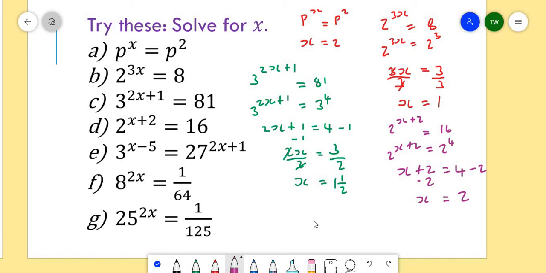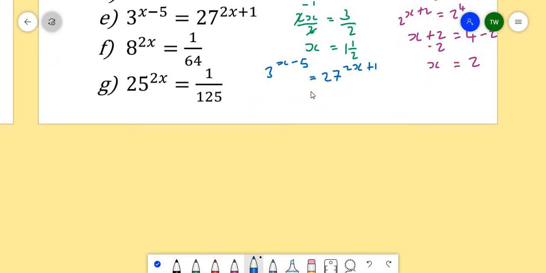Now to the next problem. What we have here now is 3 raised to the power of x minus 5, and this is equal to 27 raised to the power of 2x plus 1. So now, this might look complicated, but it is the same concept.